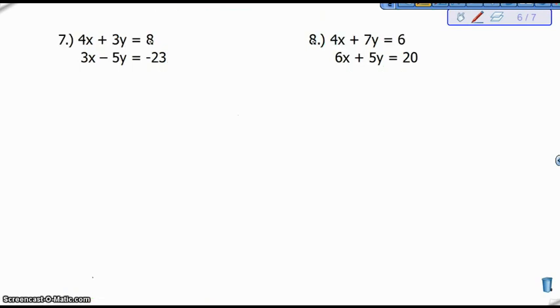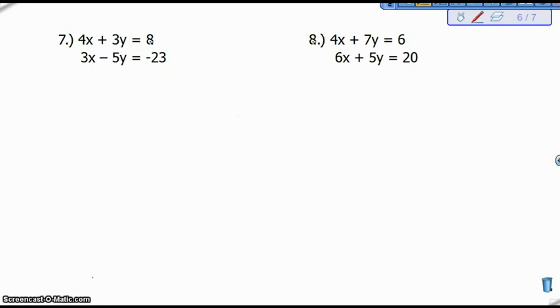The last two examples deal with when we have to multiply both of our equations by a particular number in order to get the variables to eliminate. So I want to find variables, hopefully where one is already negative and one's already positive. That way I don't have to multiply anything by a negative number.